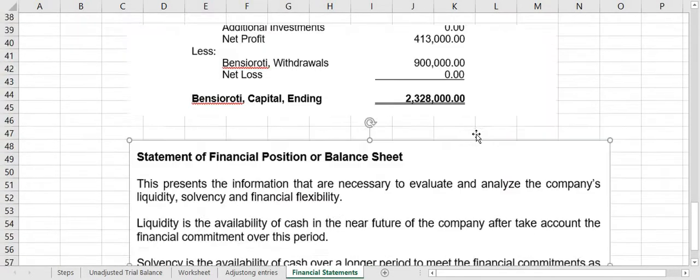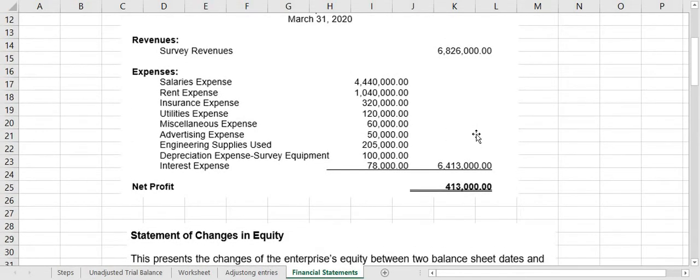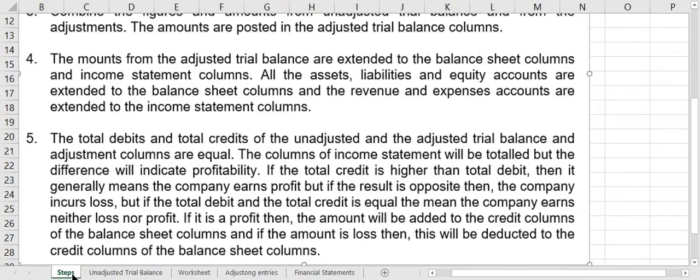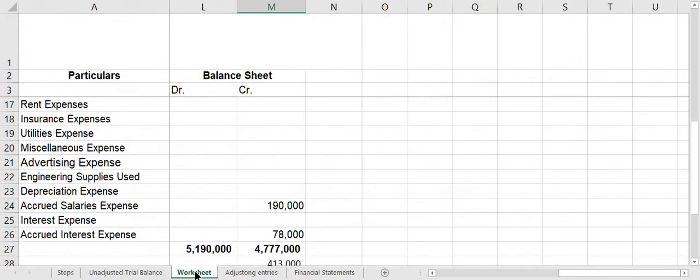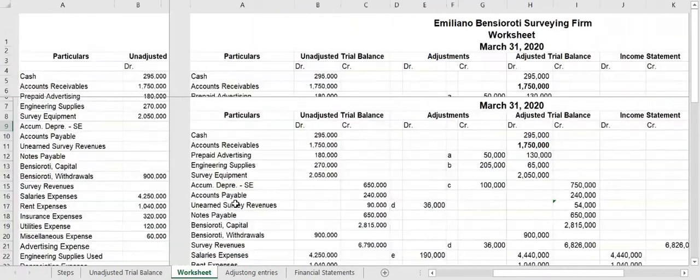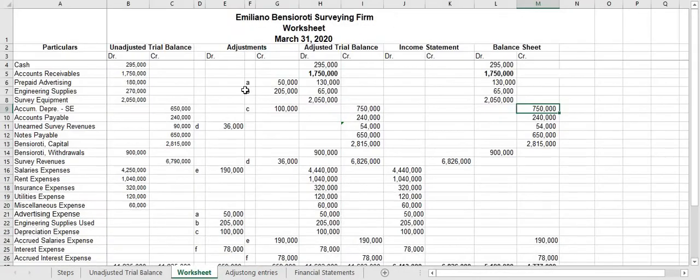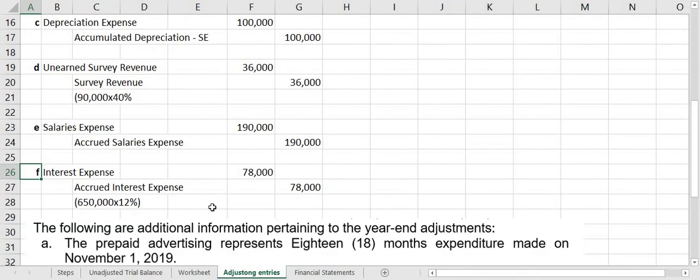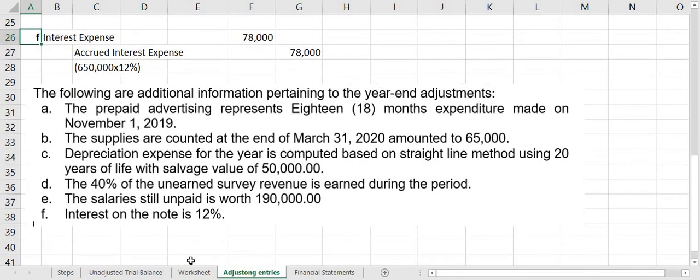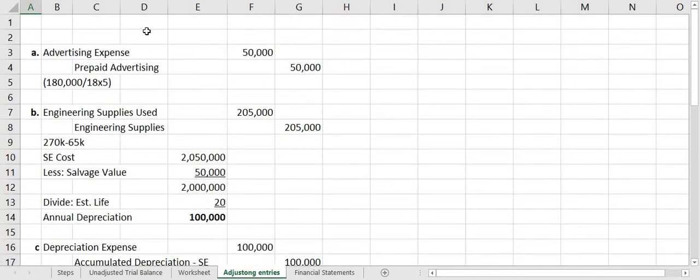So, that's it. Those are the steps in preparing the worksheet. To summarize, you need to prepare the unadjusted trial balance. After which, you prepare adjusting entries based on the information for adjustments.